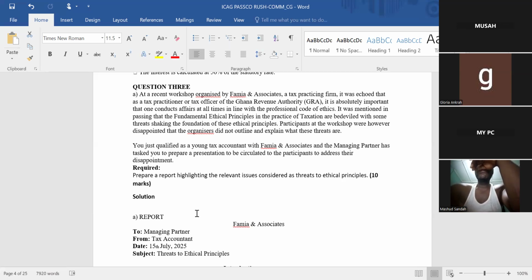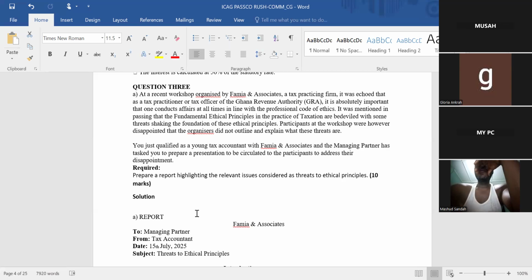Participants at the workshop were, however, disappointed that the organizers did not outline and explain what these threats are. You have just qualified as a young tax consultant with a firm, and the managing director has tasked you to prepare a presentation to be circulated to the participants to address this disappointment.